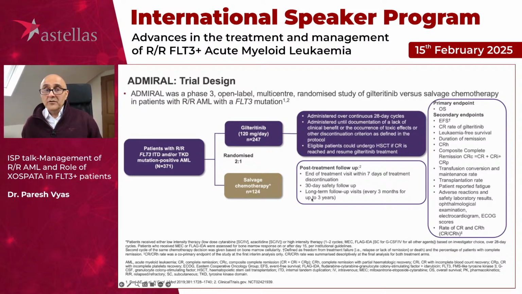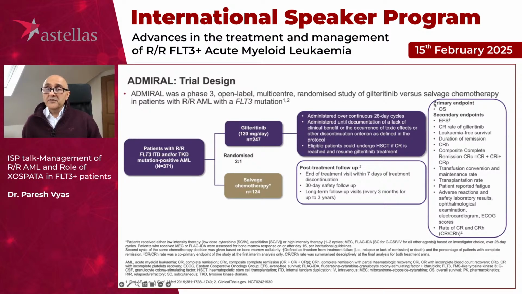I'm not going to go through all the details here, but the gilteritinib was administered continuously. There were dose modifications and dose delay, particularly for cytopenia. And it was administered until there was loss of response or loss of clinical benefit or side effects that led to discontinuation. Patients who were eligible for transplant were allowed to proceed to transplant and then resume gilteritinib post-transplant. So we'll look at all of these different parameters in a minute. In the salvage chemotherapy arm, it was pre-specified what salvage was used. And at the end of salvage, folks were allowed to continue to transplant if that was deemed suitable.